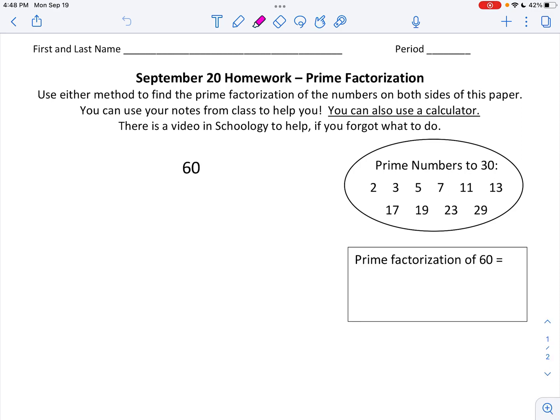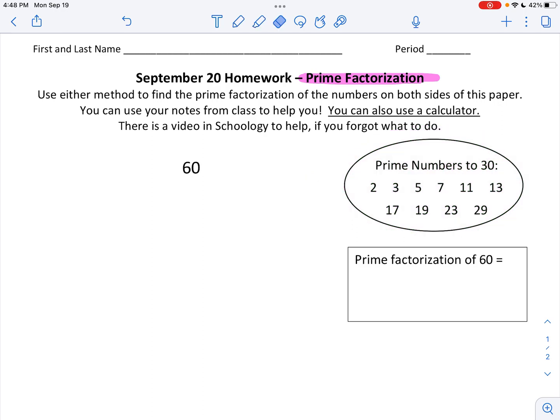Today we are working on prime factorization. I want you to notice that I included the prime numbers to 30. Use this to help you. We are trying to change the number that's over here on the side into a string of prime numbers that multiply together to 60, right?